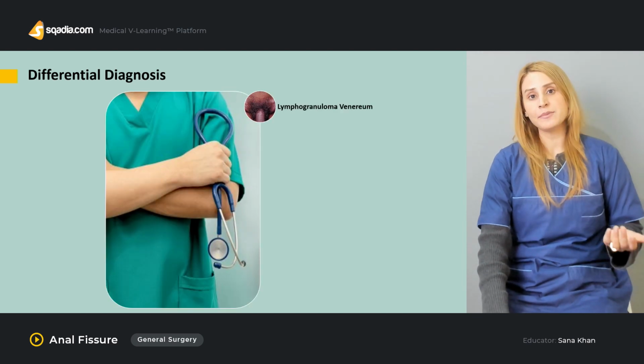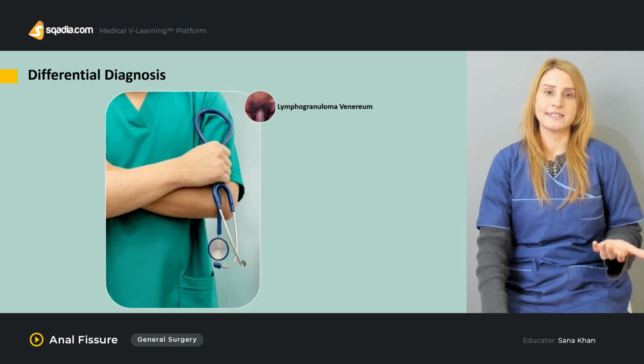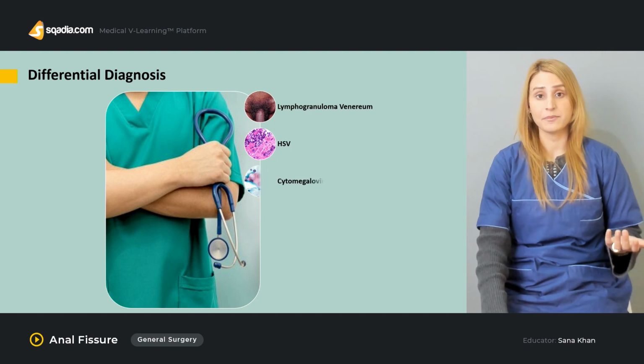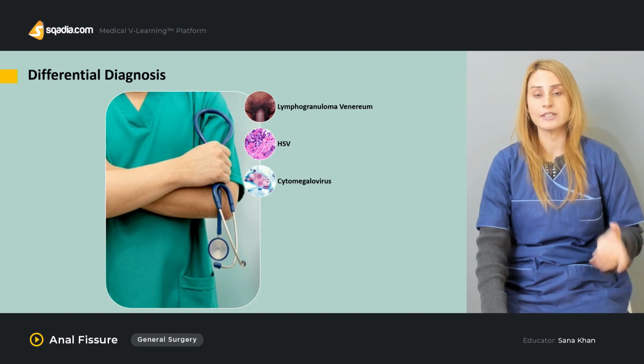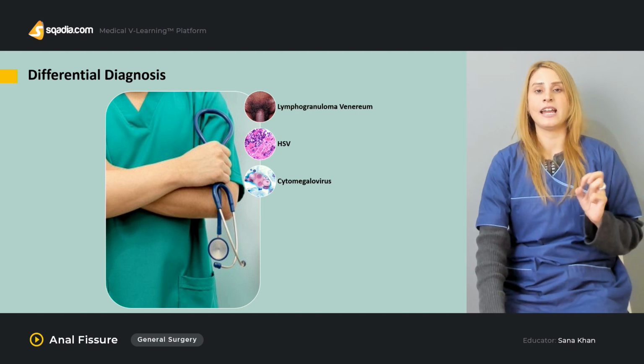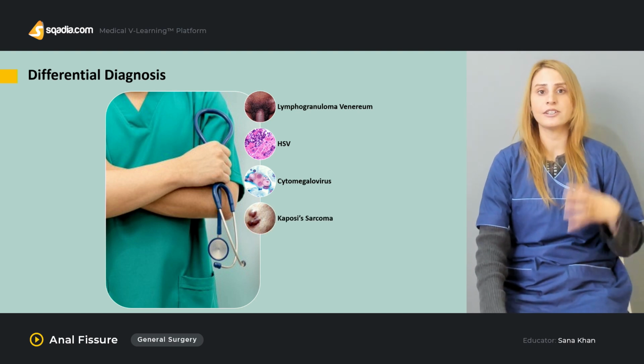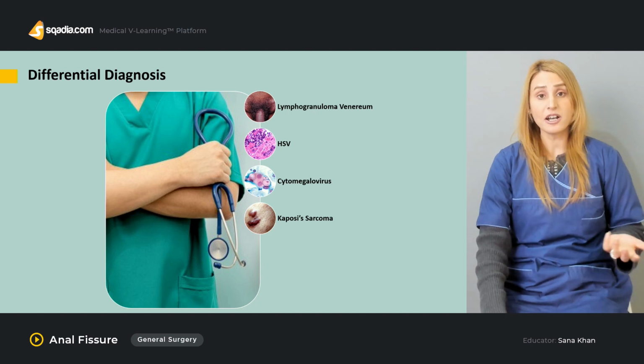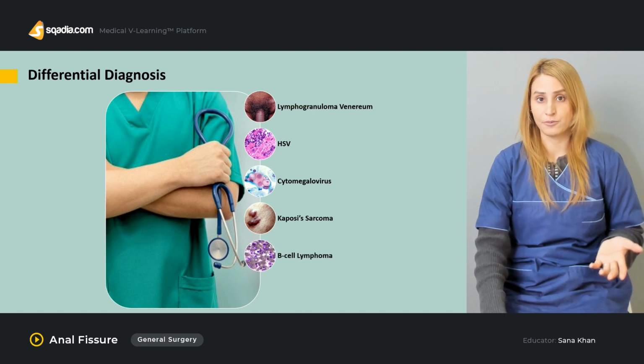Now, there can be some other associated differentials. There can be herpes simplex virus, cytomegalovirus. In cytomegalovirus, the ulcers are very deep and they have roughened margins, and you have to think about this. Then Kaposi sarcoma and B-cell lymphomas.